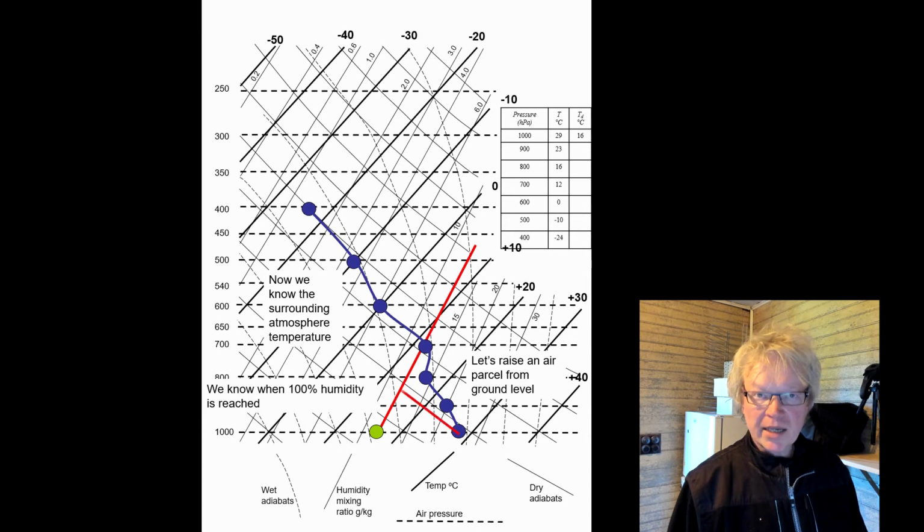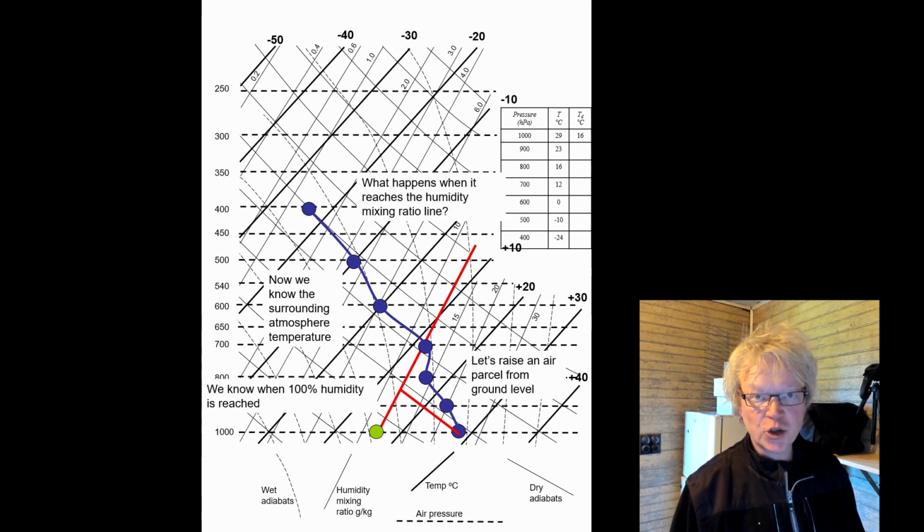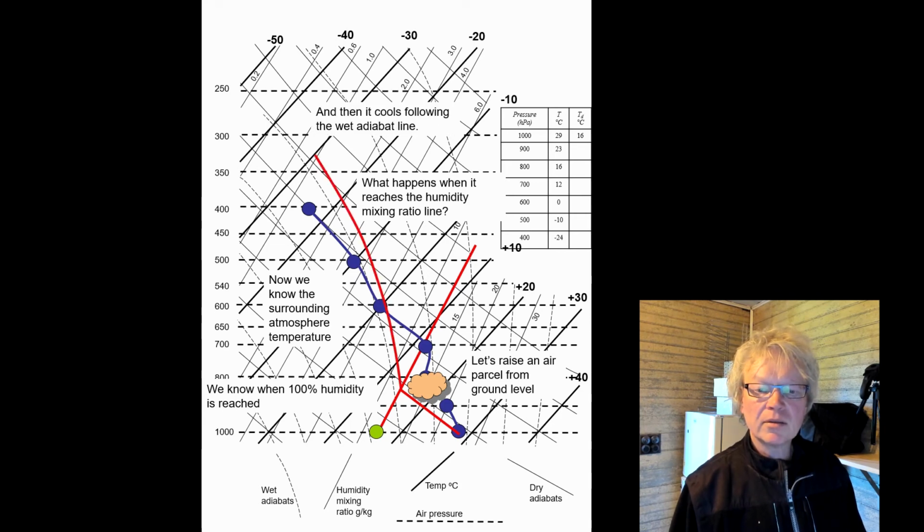So let's raise an air parcel from ground level. From ground level, it's the same temperature as the first measurement of the weather balloon, and it rises following that dry adiabat until it intersects our dew point line. What happens there? We get a cloud. It's now saturated and so must follow parallel to the wet adiabats. And there we go.